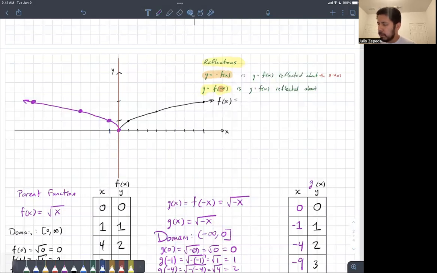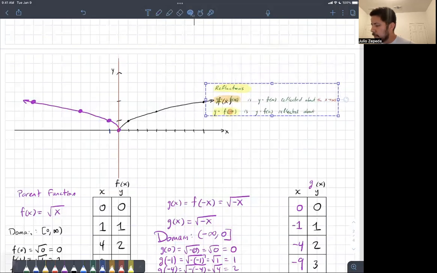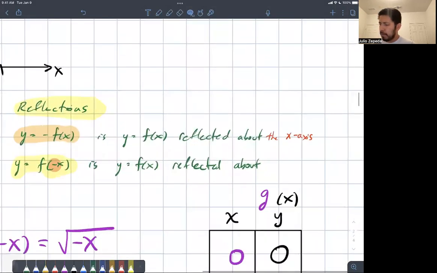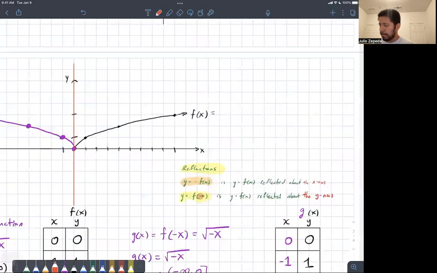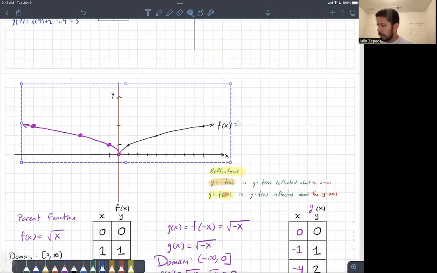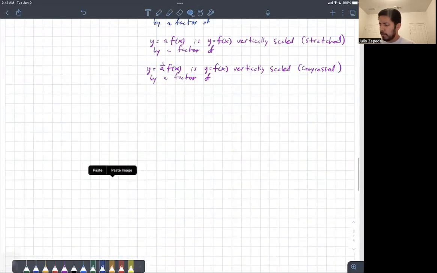It turns out, actually, I'm going to need this here. So let me, oops, I forgot to fill that in. So let me do that too. Y equals f of negative x. This is going to reflect about the y-axis. All right. So let's go ahead and get our graph paper ready for our next example.